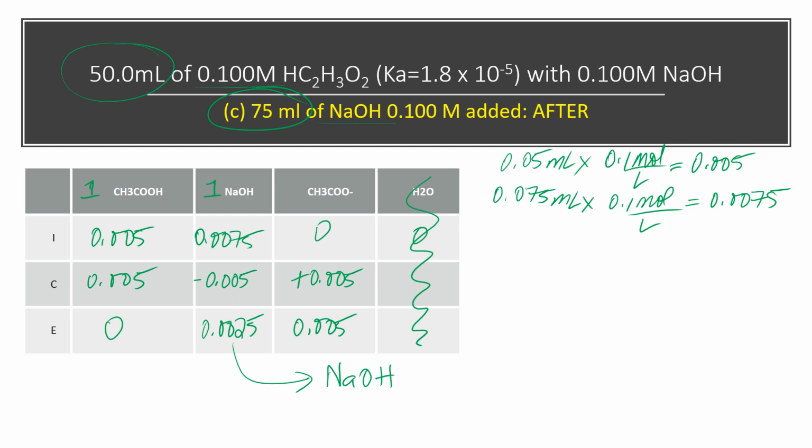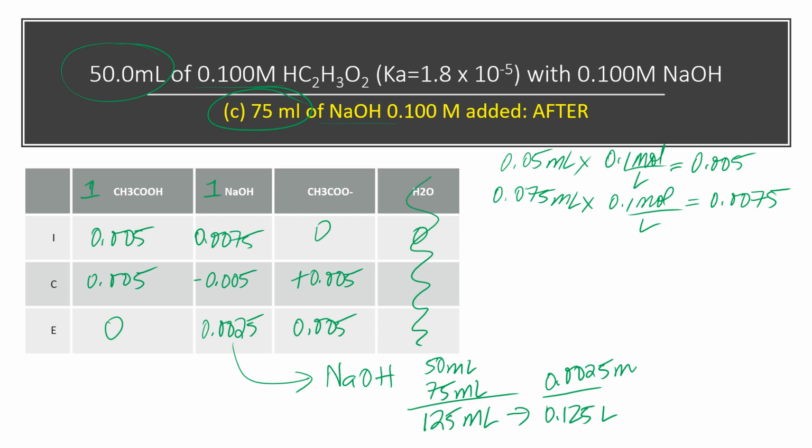However, we must be careful that we switch at this point from moles to molarity. What's the total volume of our solution? Well, we started with 50 mL. We added 75 mL. Looks suspiciously like it adds up to 125 mL, which is 0.125 liters. Now, since we have at this point in excess 0.0025 mole of NaOH, we need to divide by the volume and take the negative log.